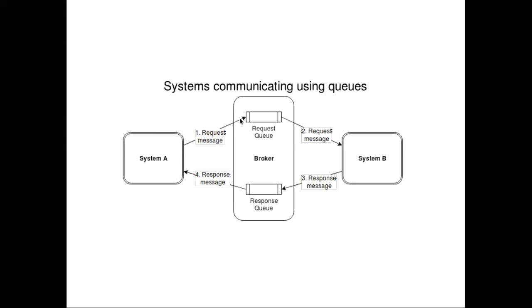System A will be sending request messages to a request queue, which are then consumed by System B. And System B does some processing and after a while sends a response message to the response queue, which that message is going to be consumed by System A.